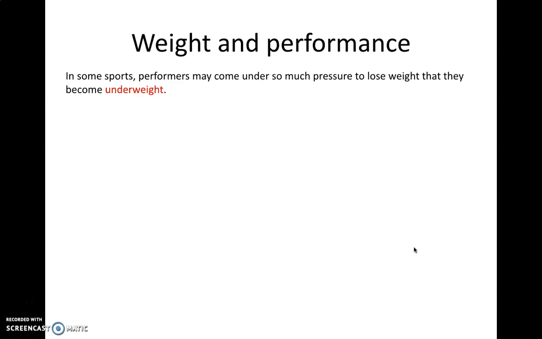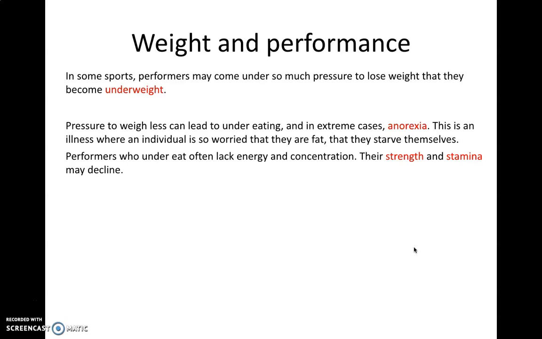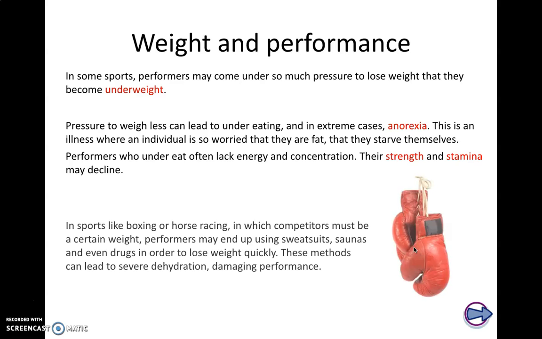So they're under their optimum weight. Pressure to weigh less can lead to undereating and, in extreme cases, anorexia, which is where someone is so worried about being fat that they starve themselves. Performers who undereat often lack energy and concentration. Their strength and stamina may decline.